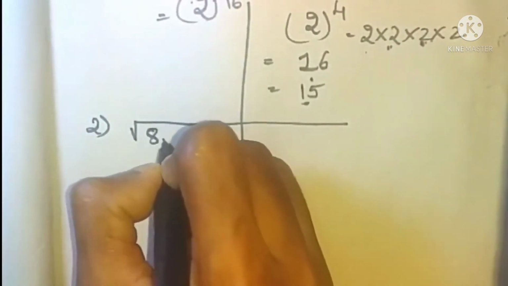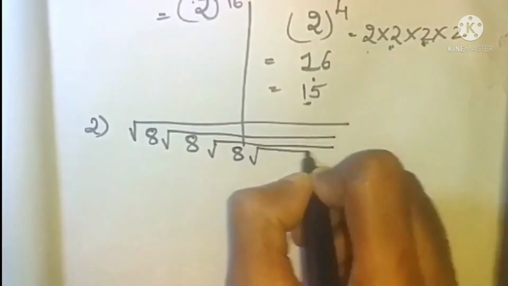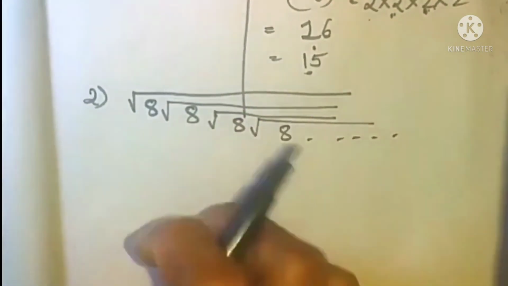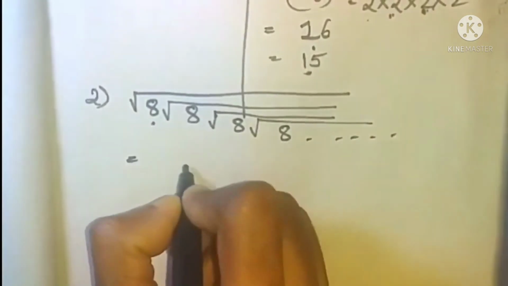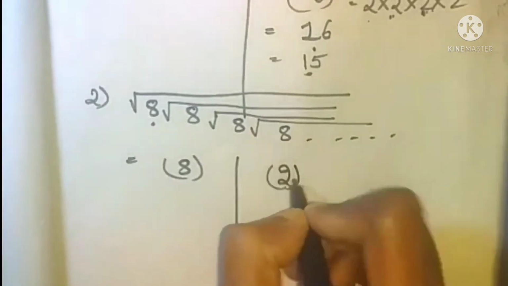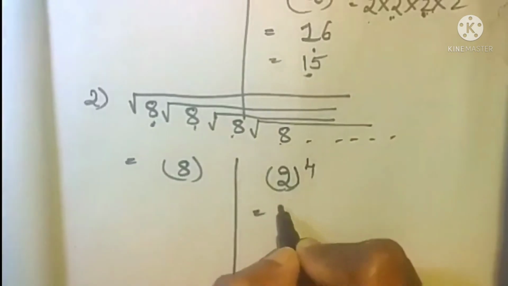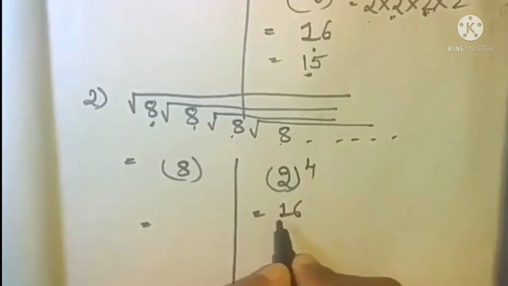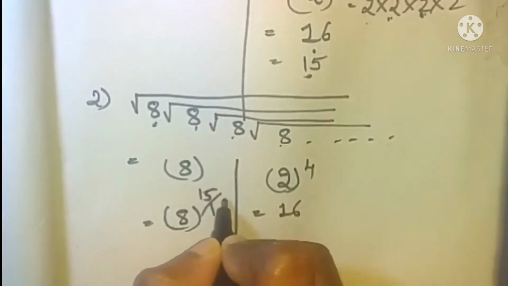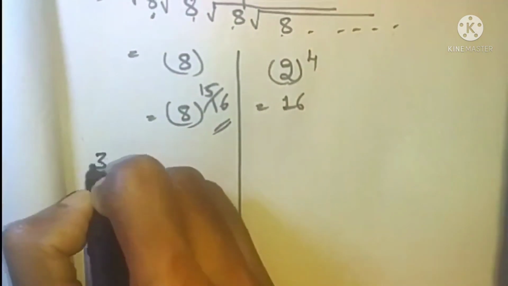Under root 8, under root 8, under root 8, under root 8. If it is like this, it's not with infinity. That's the thing. So write the number 8, and on the other side, take 2. Now calculate how many 8's there are: 1, 2, 3, 4. 2 to the power of 4, 16. Now what is the answer? We have to subtract 1, right? Directly we can write: 8 to the power of 15 by 16 is your answer.